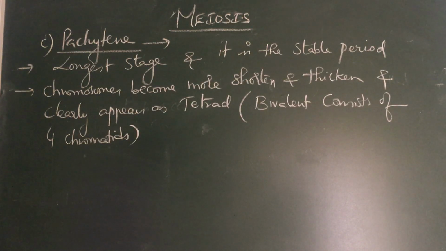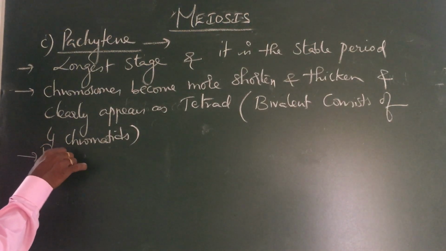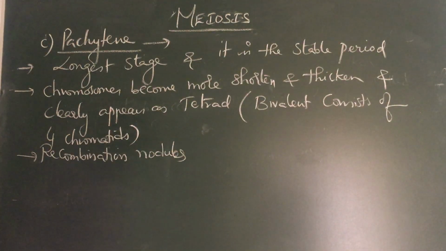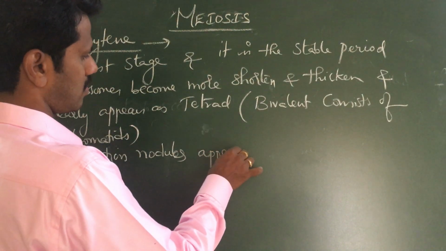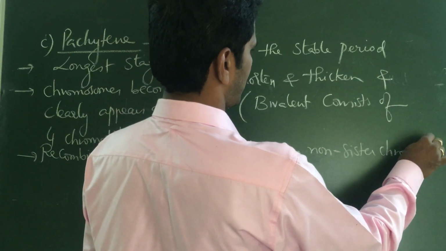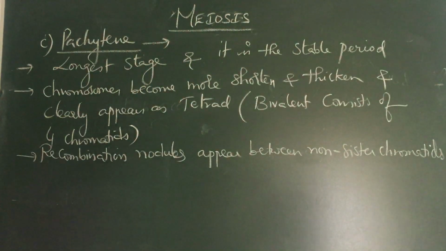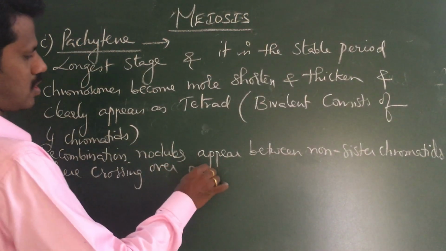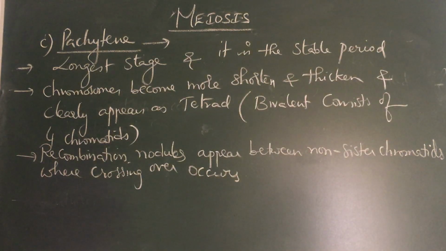Next, recombination nodules appear between non-sister chromatids. That means they are the site where crossing over takes place. So crossing over occurs between the non-sister chromatids. So here we see the crossing over. The chromatid is the unit of crossing over.